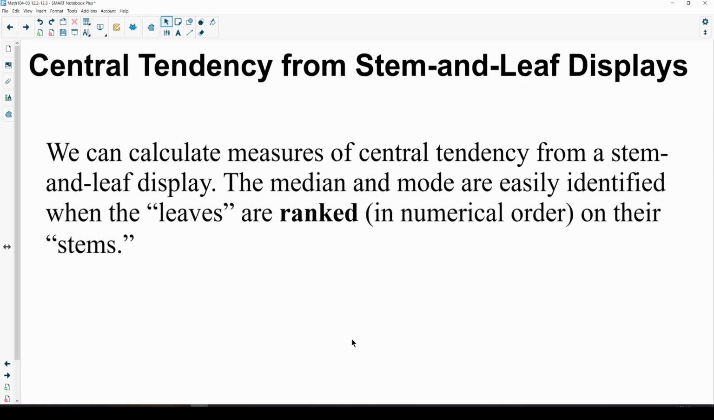All right. When you're using a stem and leaf, if you put everything into order, it's actually really helpful for finding things like your mean, your median, and your mode. But that's what this means here by rank, right? So we can calculate measures of central tendency from a stem and leaf display pretty directly if we just take a look where the numbers all lie.